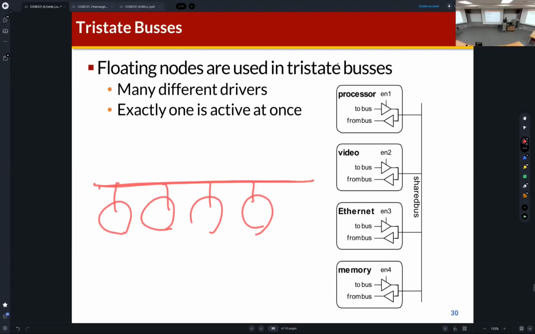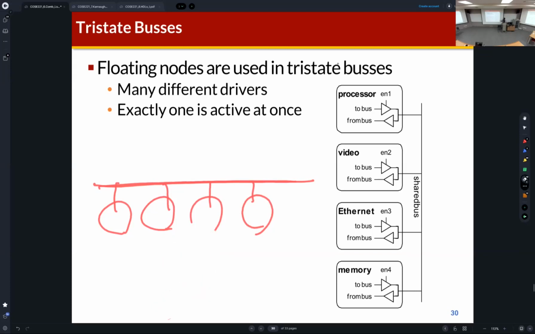Then what's the matter? What is the problem? We already learned that if the same wire, or same node, is driven by multiple drivers, this is wrong. Okay, so it's an incorrect implementation. This is wrong, but we can implement this shared bus using a tri-state buffer.